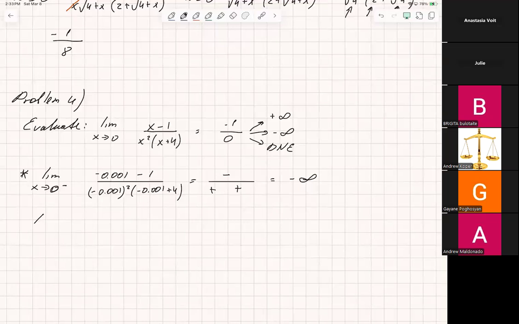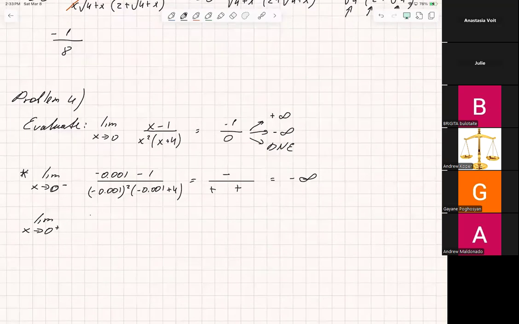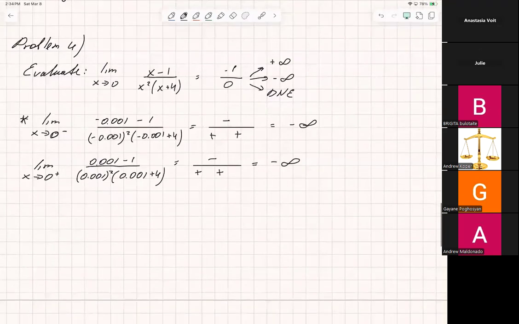Now the right limit would be the same, but with the positive, from the right side, right? So we have positive 0. So we have 0.001 minus 1, still negative. And then we have 0.001 squared, also positive. And here we have 0.001 plus 4. Again, that's positive. So we have a negative and 2 positives in the denominator, so the total is negative. So now you know that your limit is negative infinity.